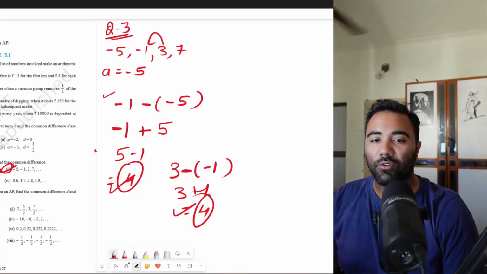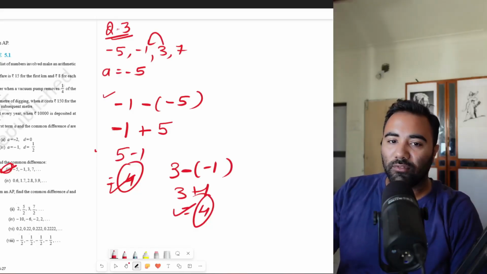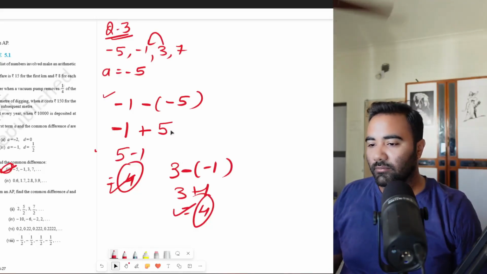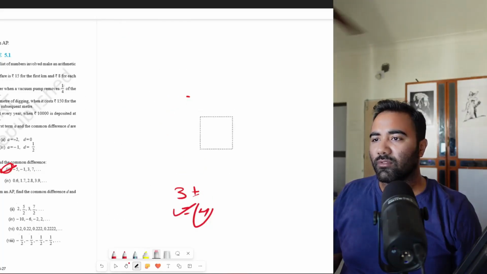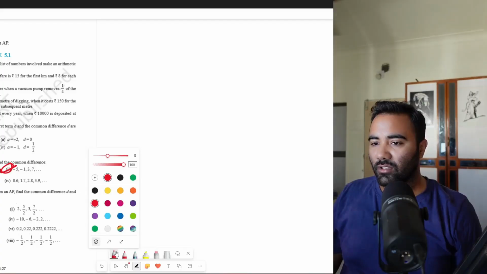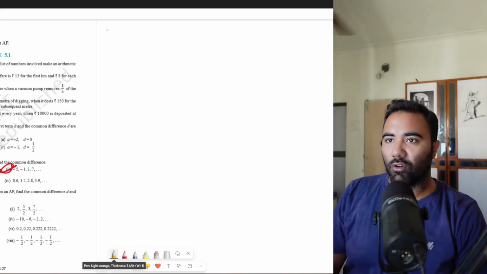This is what you need to do for all the questions. Okay, let me solve the third one. It's not that difficult, but let's see. Sometimes students find it difficult. Can we change the color? Let's try this. Yeah, light orange.